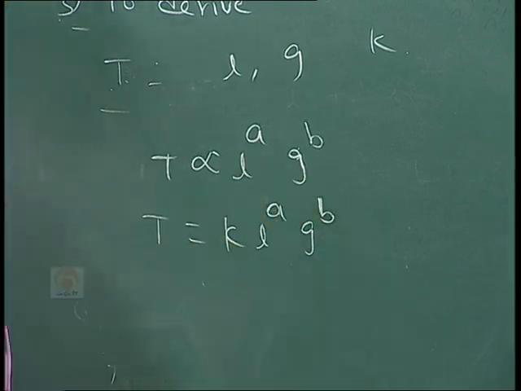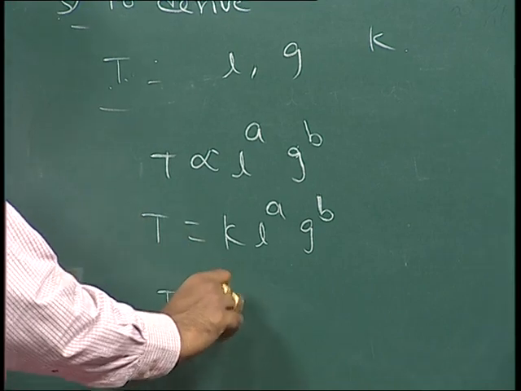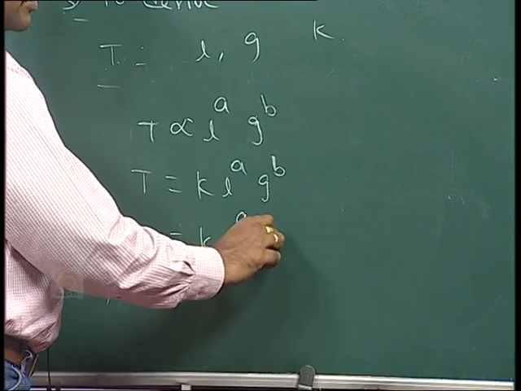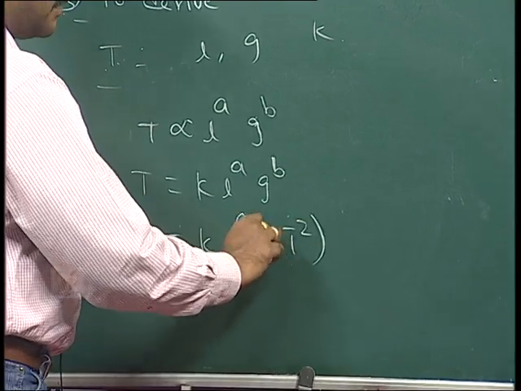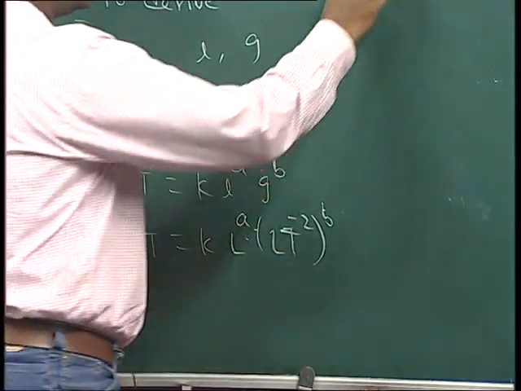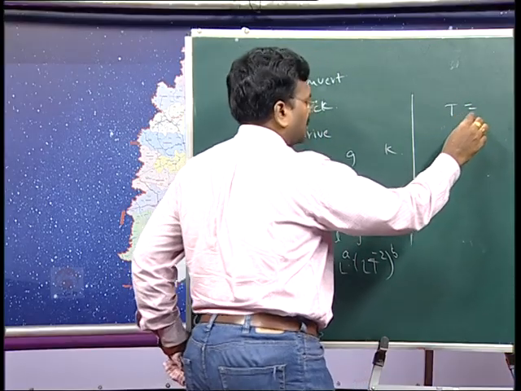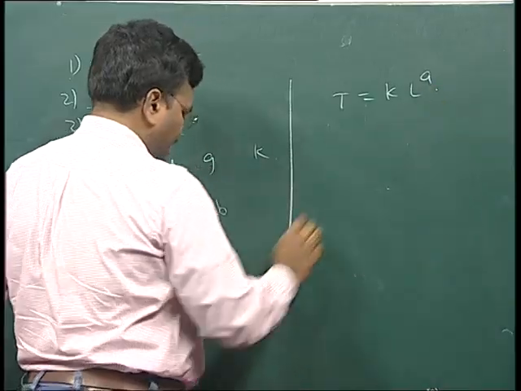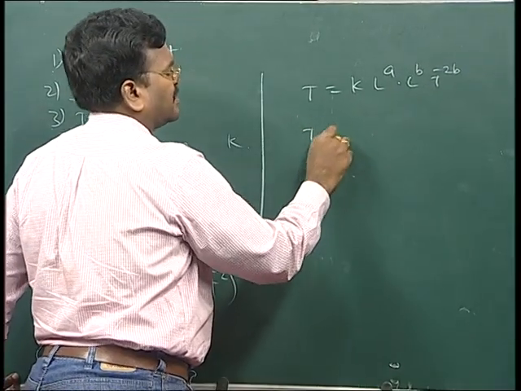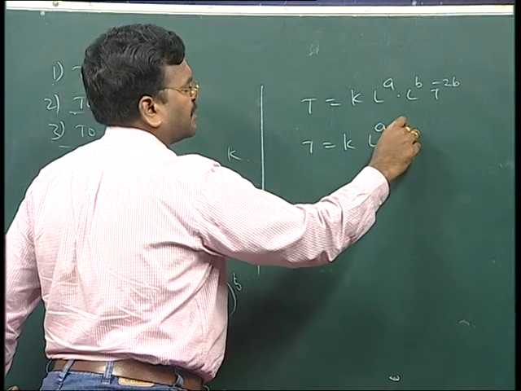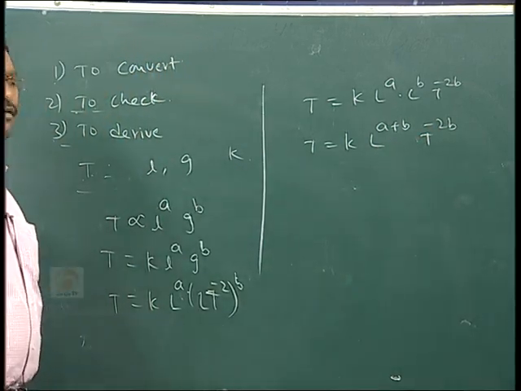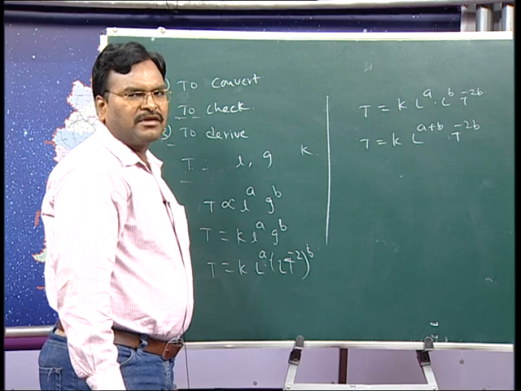We write dimension formulas now. What is the dimension formula for time period? T only, k. Dimension formula of length, L. Dimension formula for acceleration due to gravity, how much? L t power minus 2, whole power b. Now what are we getting? T is equal to k into L power a, here L power b and t power minus 2b. So T is equal to k into L power a plus b into t power minus 2b. Now we equate, comparing the powers of same physical quantities on both sides.